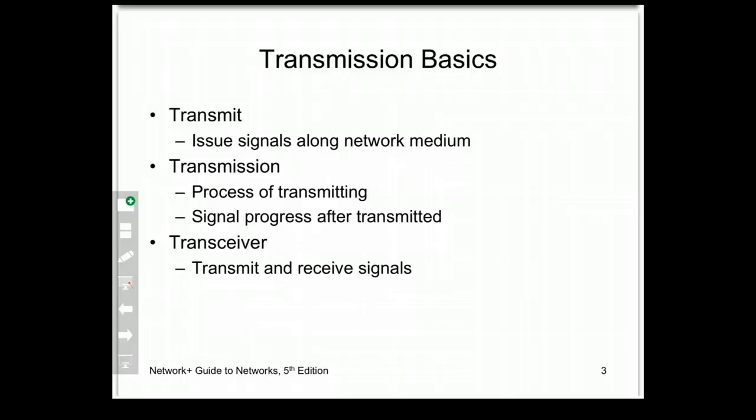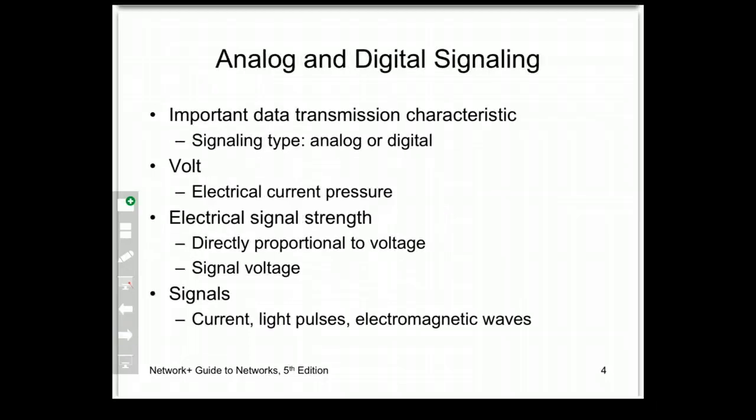Transmission is the second part, which is basically the process of transmitting the data, and then the signal process after that transmission occurs, and then the receiving, the transceiver, which is transmitting and receiving the signal. So these 3 components, these 3 legs of the chair, make up a transmission basic. You've got the transmit, transmission, and transceiver on every type of media. Now again, it's going to get more complex with different protocols and things like that, but the basics are all going to be the same.